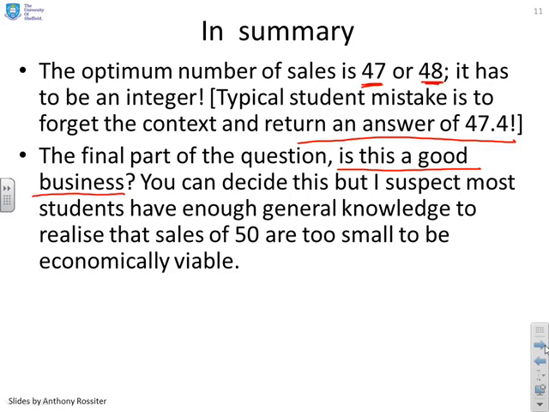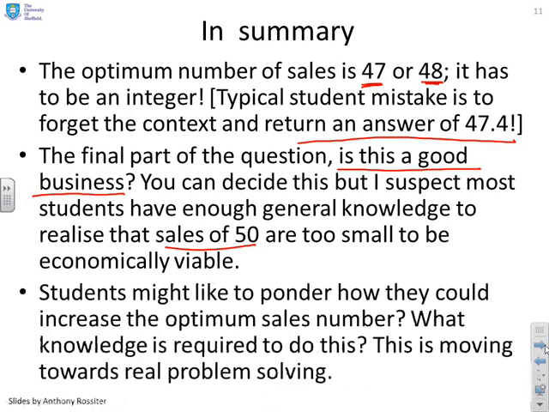Now, I hope most of you would look and say, well, if you're only making sales of 50, I'm not convinced that's a particularly viable business. You're not going to be making much profit there, are you? But that would then lead you to another interesting question: how might I increase the number of sales? If 50 is too small, but if I could make it 5,000, maybe it is a viable business. So how would I change that 50 to a larger number? And what knowledge do I require in order to do this?